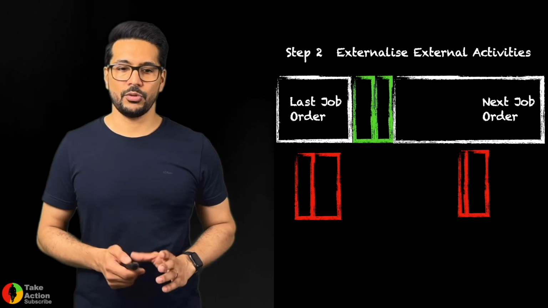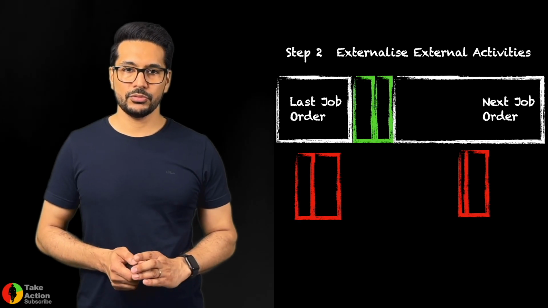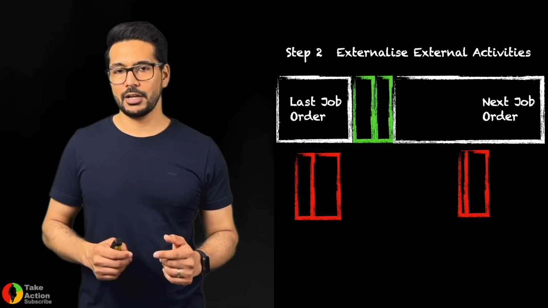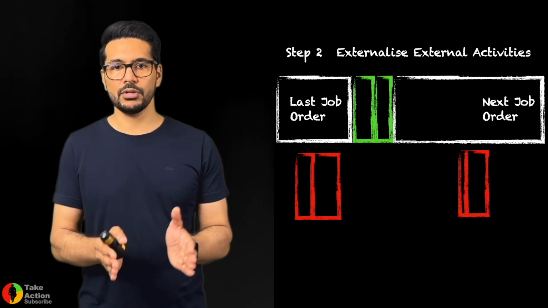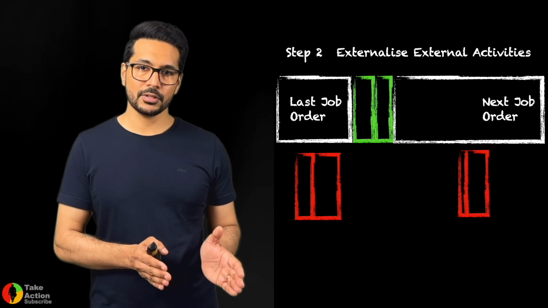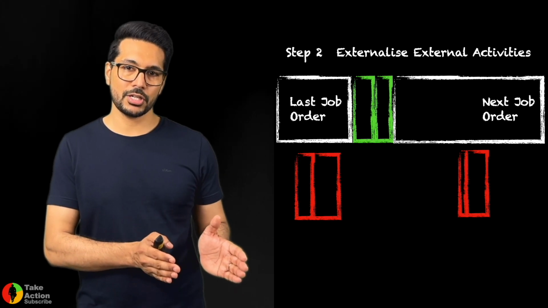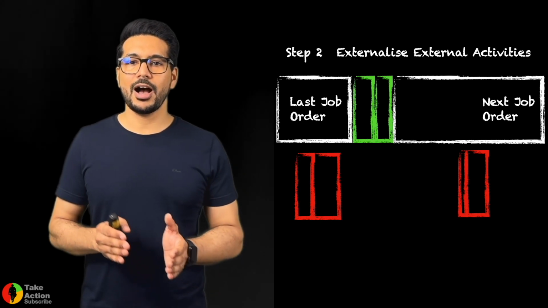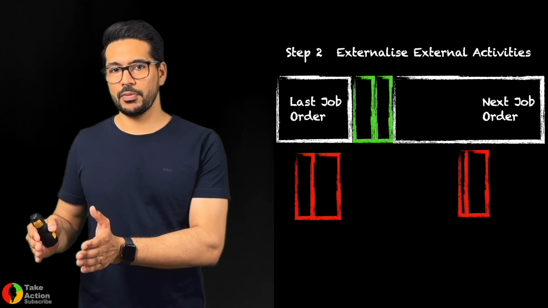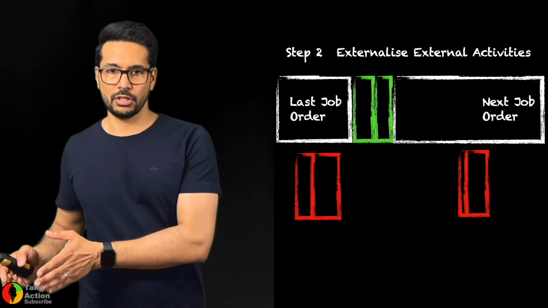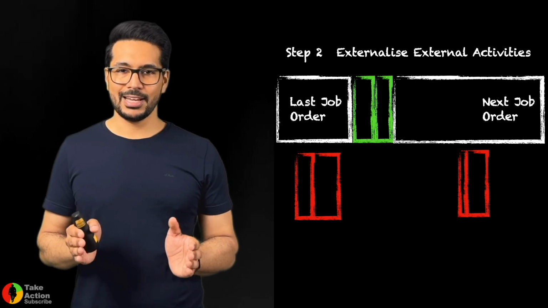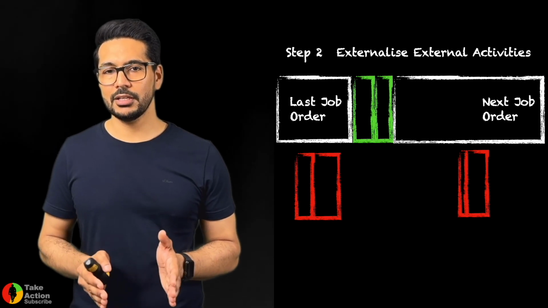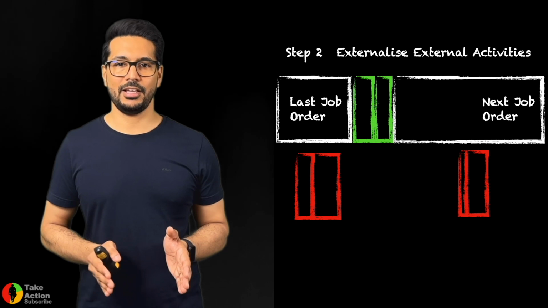So step number 2 was to externalize all the activities either before the machine is stopped, while the previous job order is running, or after the next job order has already been started on the machine after the setup. Through this, the setup time is now only comprised of internal activities.